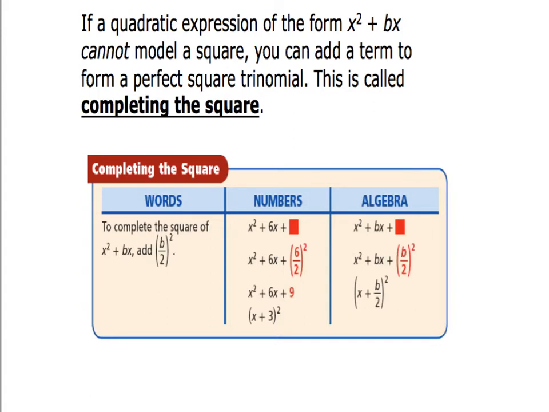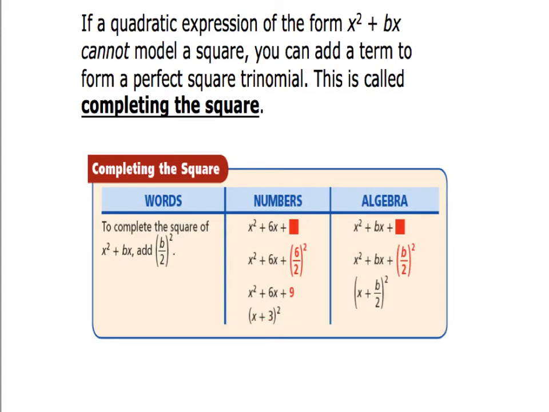Now, how did you go about doing this? Let me show you a shortcut here. If we take the linear term right here, this 6, and we take half of it, and then we square it, that will give us the number that goes right there. So if I take 6 divided by 2, which gives me 3, 3 squared is 9, I will add a 9 here. And what that does is it gives us a perfect square trinomial. So then when I factor it, it's x plus 3, the quantity squared.